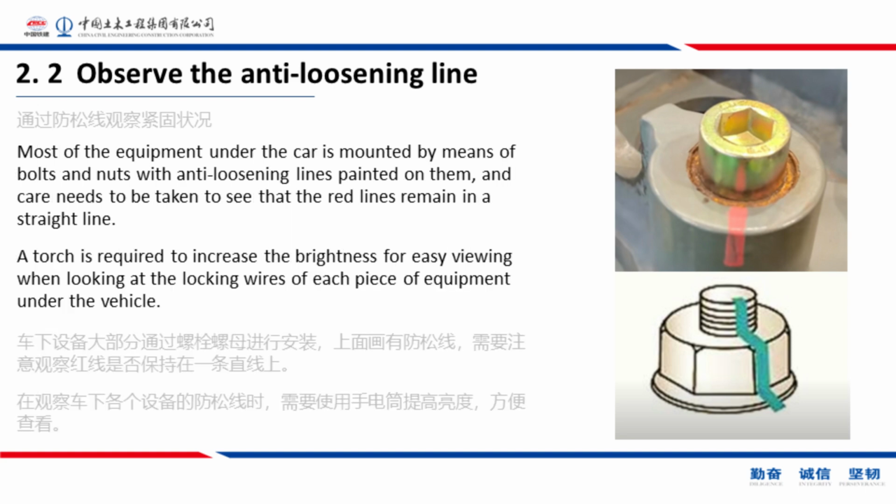PPT 20. 2.2 Observing the anti-loosening line. Most of the equipment under the car is mounted by means of bolts and nuts with anti-loosening lines painted on them, and care needs to be taken to see that the red lines remain in a straight line. A torch is required to increase the brightness for easy viewing when looking at the locking wires of each piece of equipment under the vehicle.